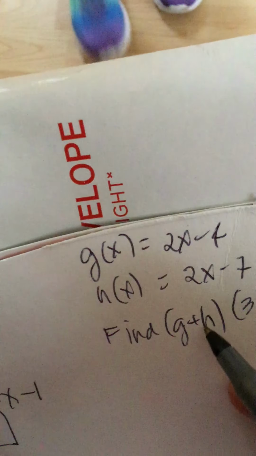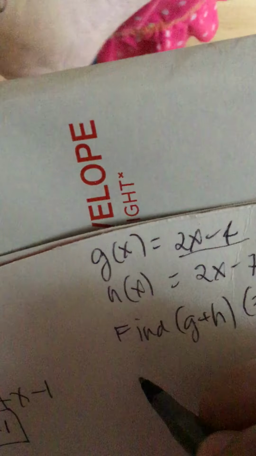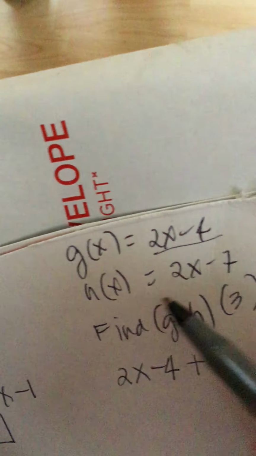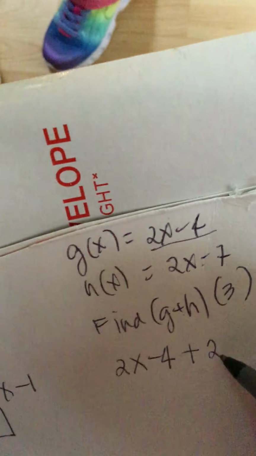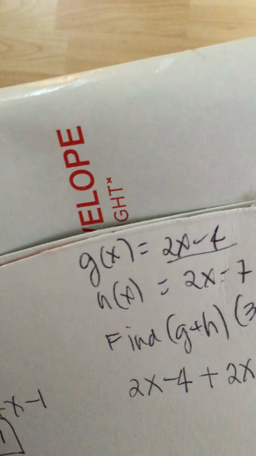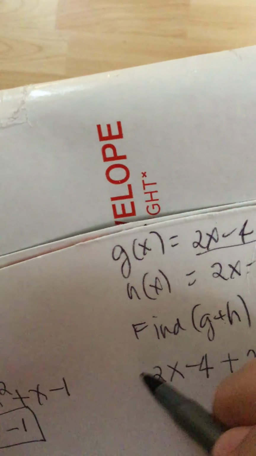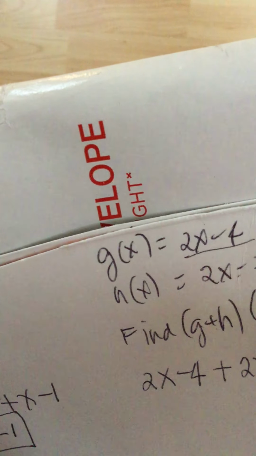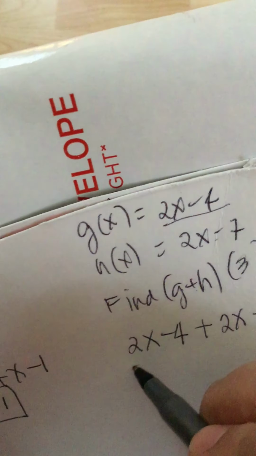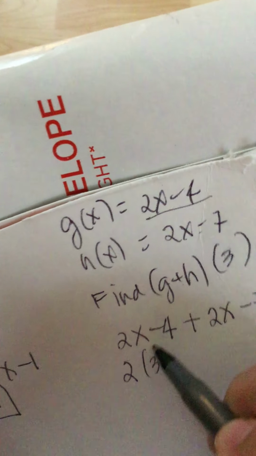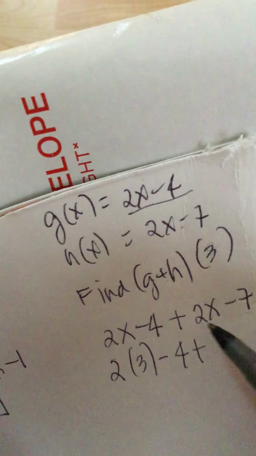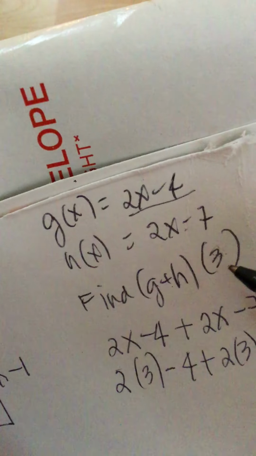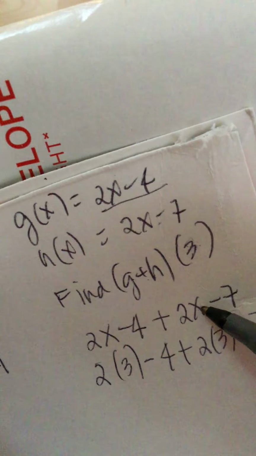So we have g plus h. So g is equal to this, so 2x minus 4. Now plus h. h is equal to 2x minus 7. So this is the (g plus h). So now they want us to find 3. So we plug in 3 for every x. So we have 2 times 3 minus 4 plus 2 times 3 minus 7.